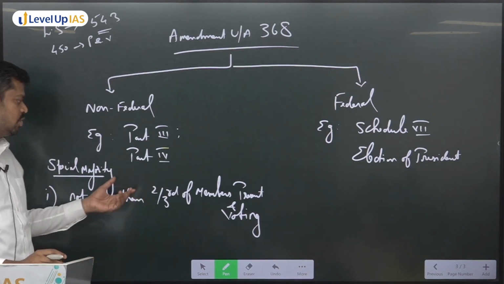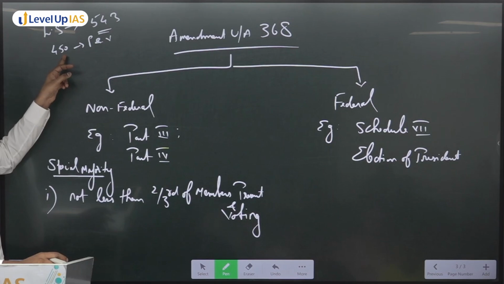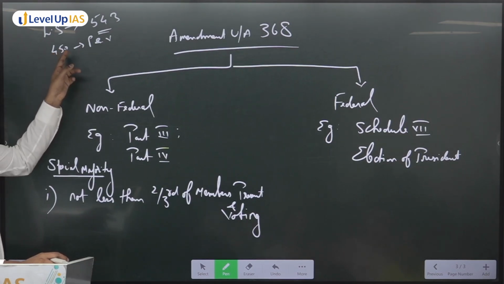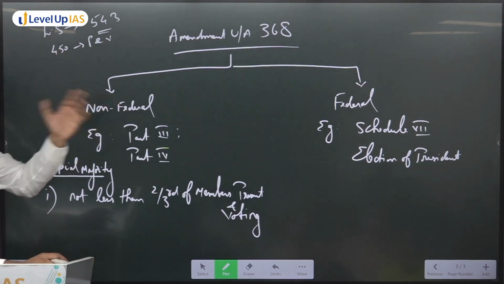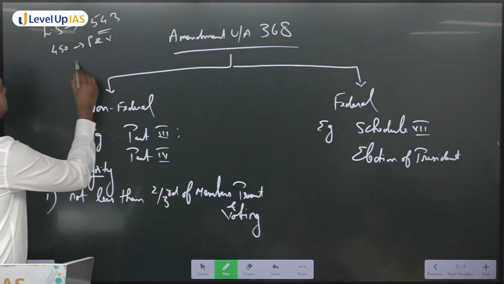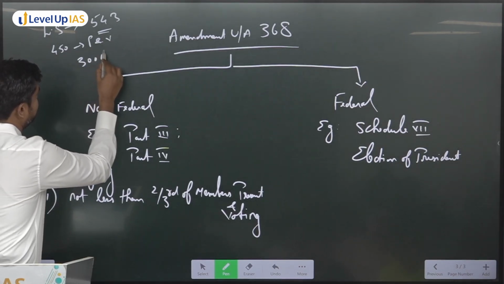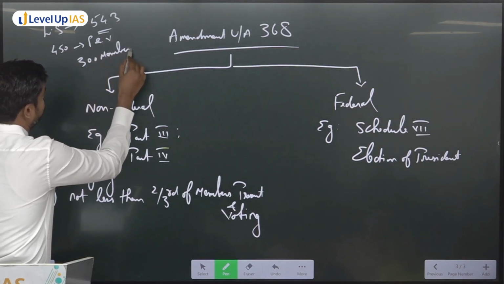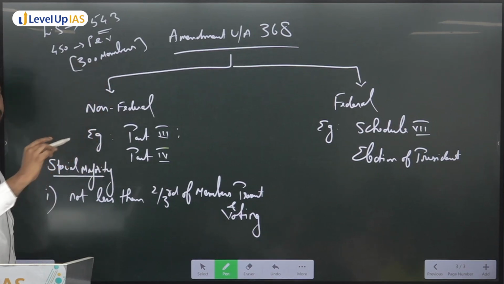So it is not less than 2/3 of the members present and voting. So not less than 2/3 of the members present and voting out of 450 would be 300 and above. So minimum 300 members have to support this. So what is the minimum members? 300 members. If 300 members support this constitutional amendment bill, the first condition is satisfied.